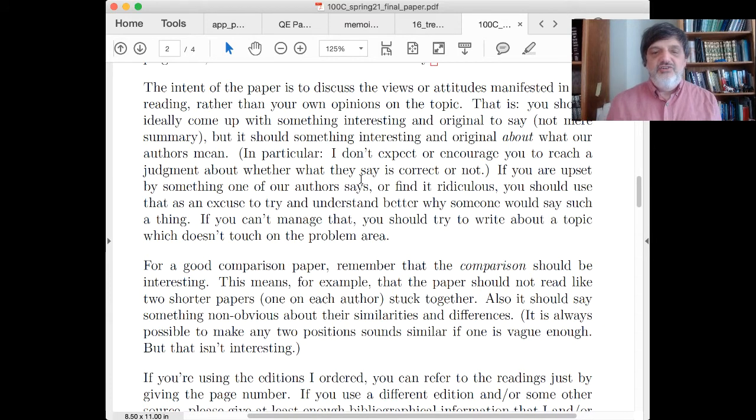So I'm not encouraging you to write a paper on whether one of our authors is right or wrong, or of the two of them, which is right. I think that's actually pretty hard to do well, and it usually requires, before you can do it well, to do well the other thing that I am asking, which is to try to figure out what the authors mean.